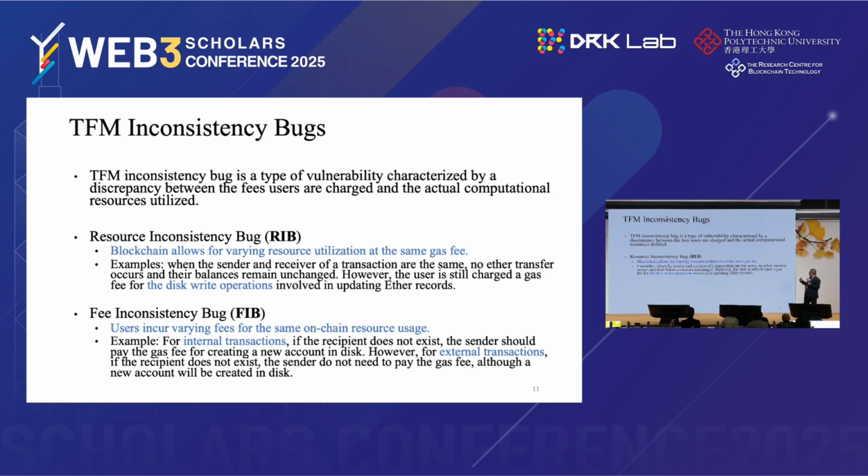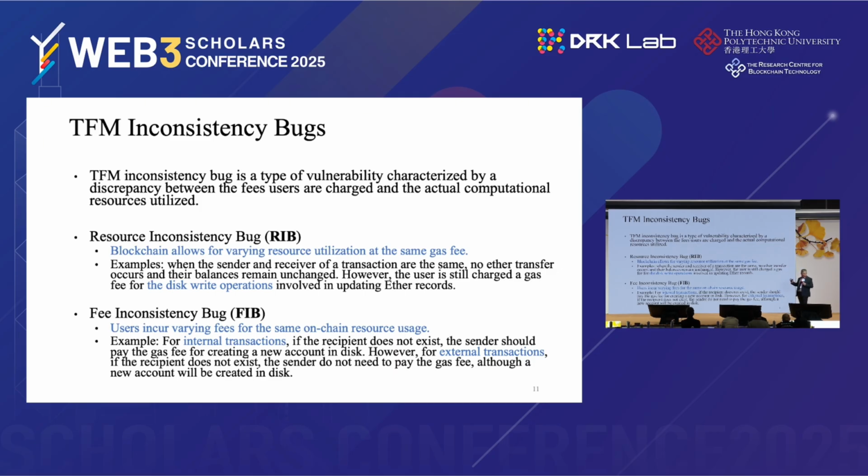So basically, the blockchain allows for varying resource utilization at the same gas fee. For example, if we send the Ether in a transaction, but both the sender and the receiver are the same. In this case, no Ether transfer occurs, and the balance remains unchanged. However, the user will still be charged the gas fee for the disk write operation involved in updating the Ether records. Another type of inconsistent bug is called a fee inconsistent bug, or FIB.